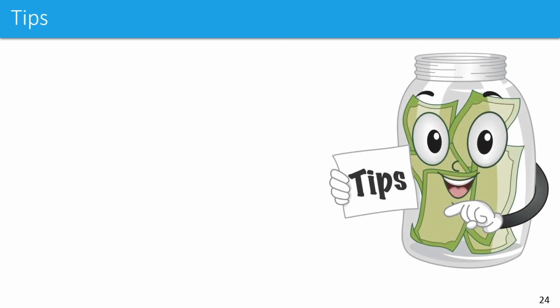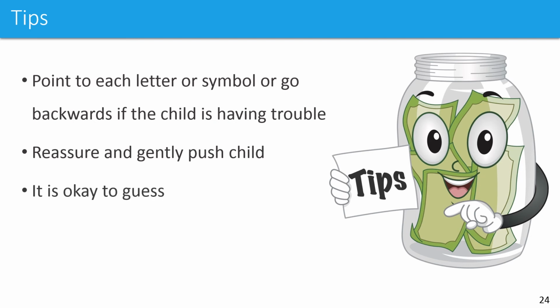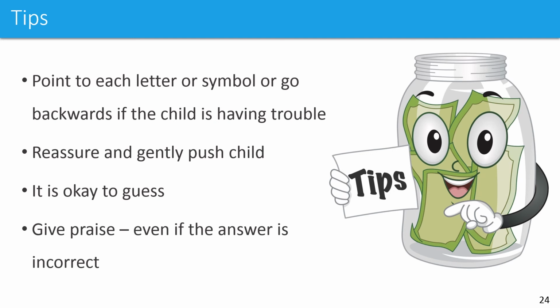To help you with children who are having difficulty with the test, here are some tips for assessing distance visual acuity. If a child is skipping letters or symbols or is unable to complete a line, you can try pointing to each letter or symbol or ask the child to go backwards. Do not switch the line combination. Reassure and gently push the child to continue to identify the smaller optotypes. Let them know that it is okay to guess. Give praise even if the child's answer is incorrect.